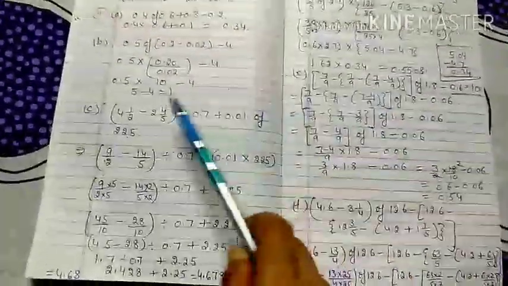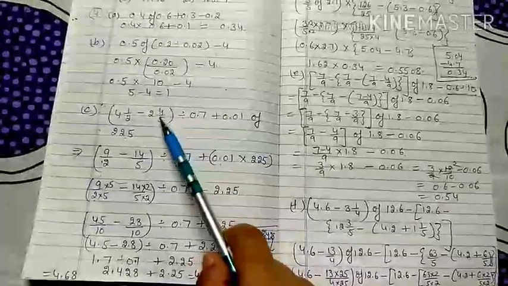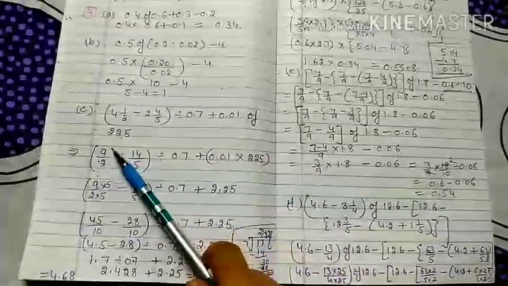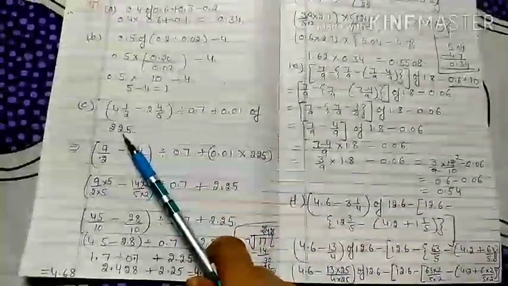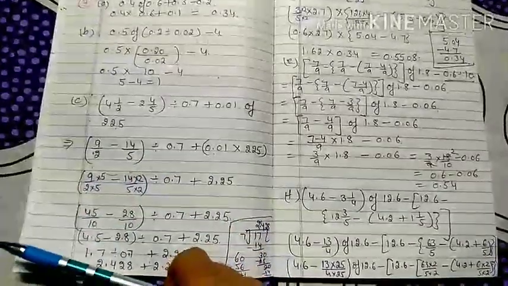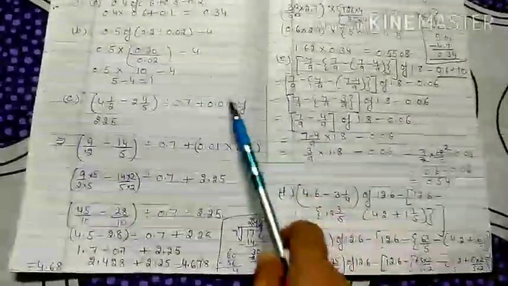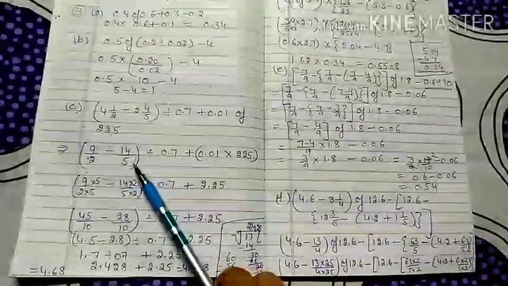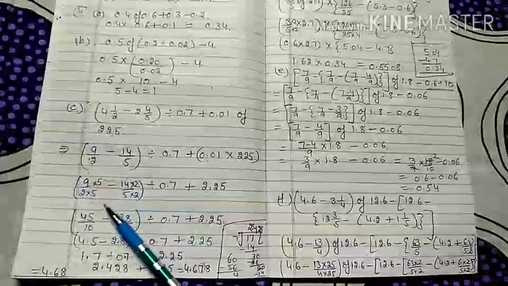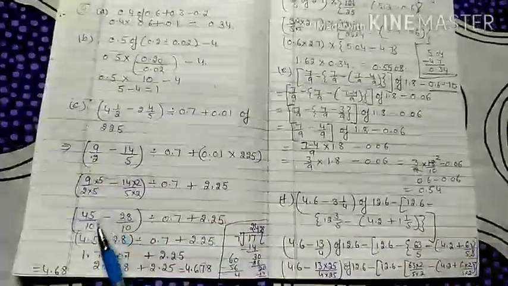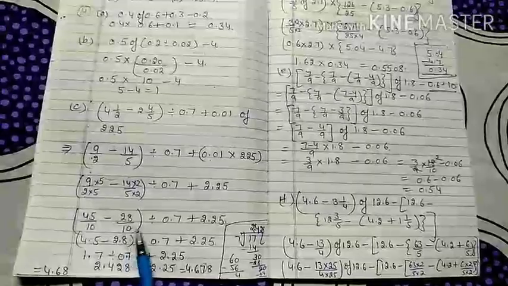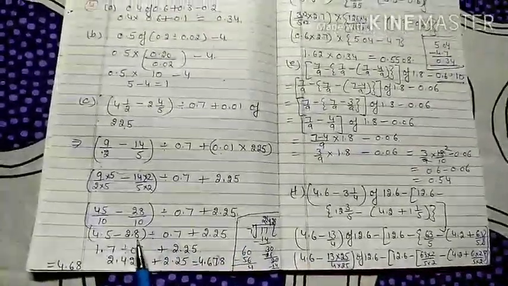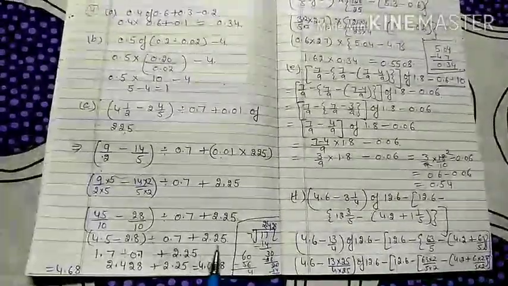Next is C part. 4 into 1 by 2 minus 2 into 4 by 5 divided by 0.7 plus 0.01 of 225. Okay, of changes to multiply, so first multiply 0.01 of 225. Then 9 by 2 minus 14 by 5, we'll take the LCM 10, so that will be converted to 45 by 10 minus 28 by 10, divided by 0.7 plus 2.25. That is 4.5 minus 2.8 divided by 0.7 plus 2.25.